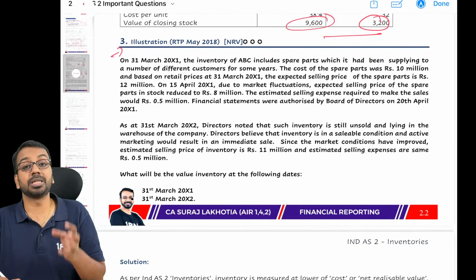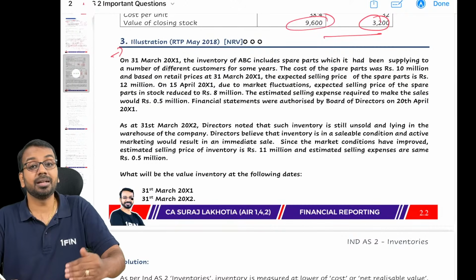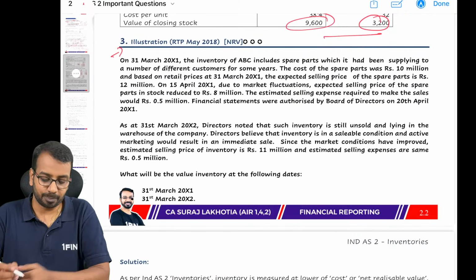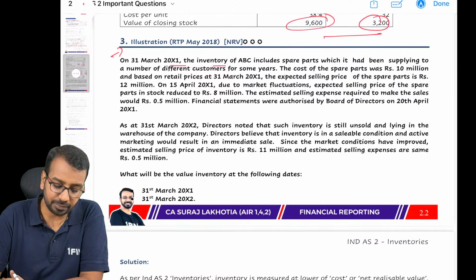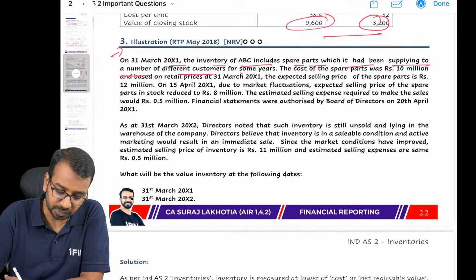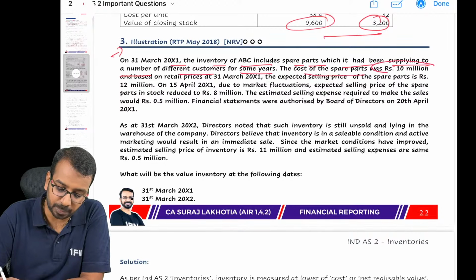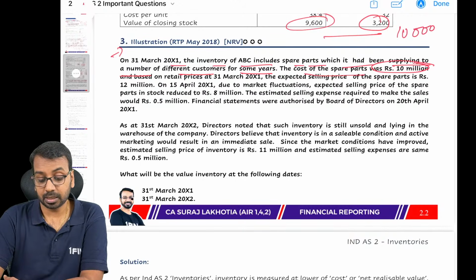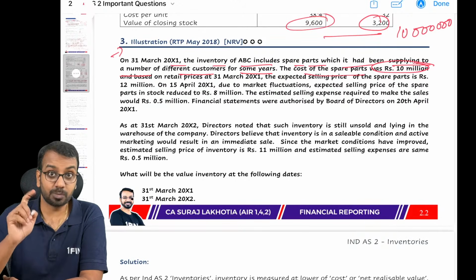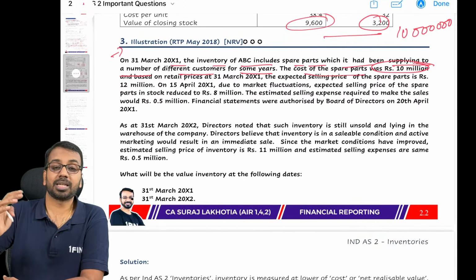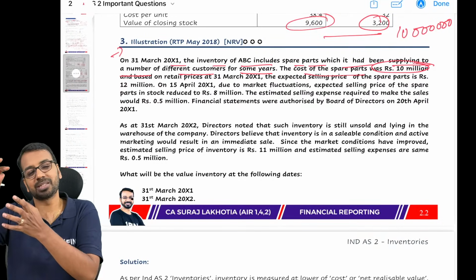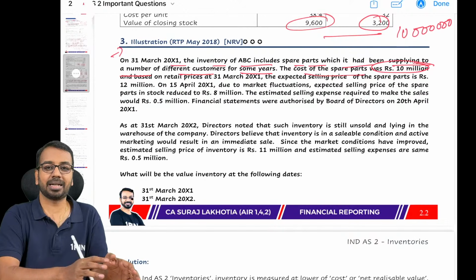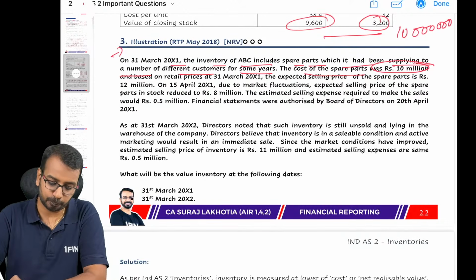Then we have one more question. This is related to NRV which has changed subsequently. On 31st December, inventory of ABC includes spare parts which it had been supplying to a number of different customers for some years. Cost of the spare part is 10 million. Please note 10 million means 6 zeros after 10. Please be aware, because institute sadly has this habit of giving some number in millions, giving some number in lakhs, and students get confused.